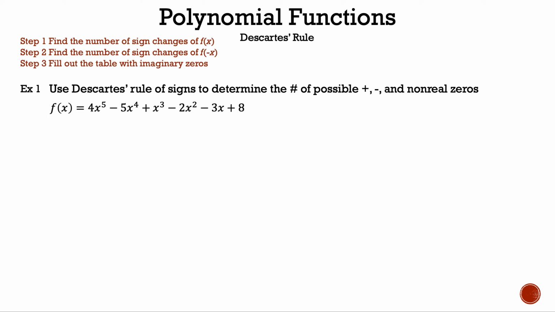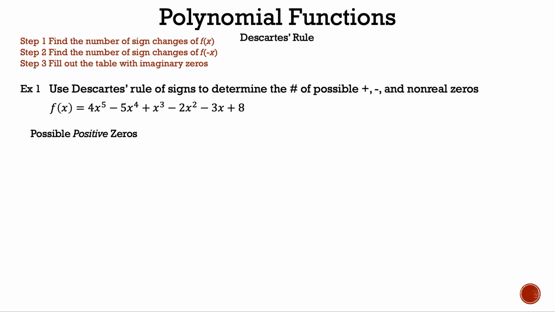Let's take a closer look at example 1. Now, let's read the steps. Step 1. Find the number of sign changes of f of x. Step 2. Find the number of sign changes of f of negative x. Step 3. Fill out the table with imaginary zeros. Now, let's read the question. Use Descartes' rule of signs to determine the number of possible positive, negative, and non-real zeros, where f of x is equal to 4x to the 5th minus 5x to the 4th plus x to the 3rd minus 2x to the 2nd minus 3x plus 8.